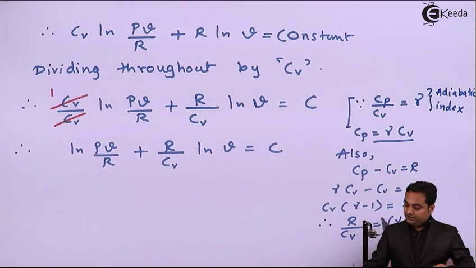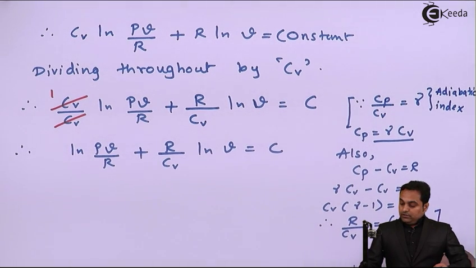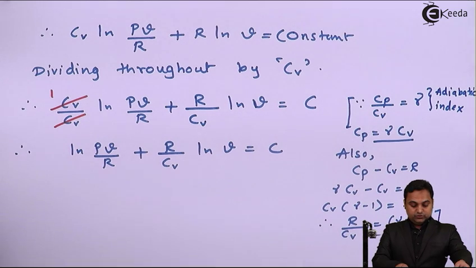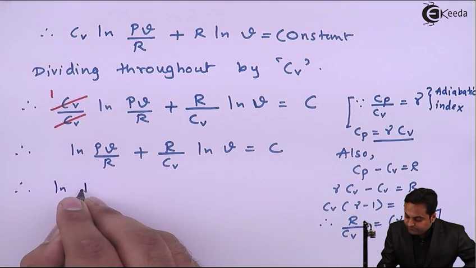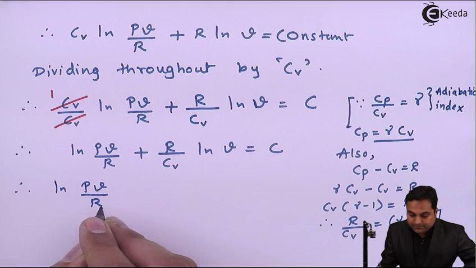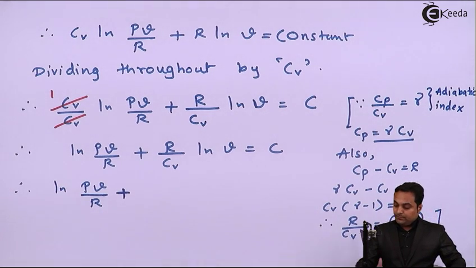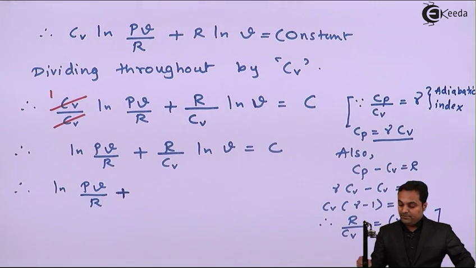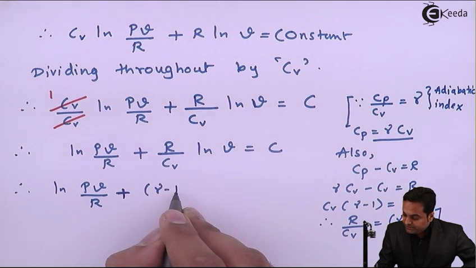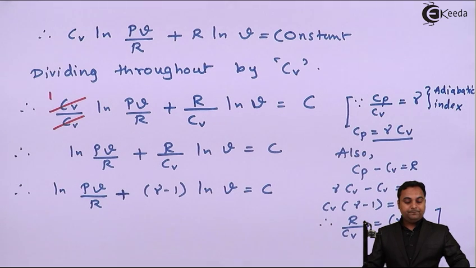And next I am also getting Cv here. Cv will be equal to R upon gamma minus 1. So next, after reaching here, I'll write it in this way, that ln of PV upon R plus, now R upon CV can be simply replaced by gamma minus 1. So gamma minus 1 ln of V is equal to C.